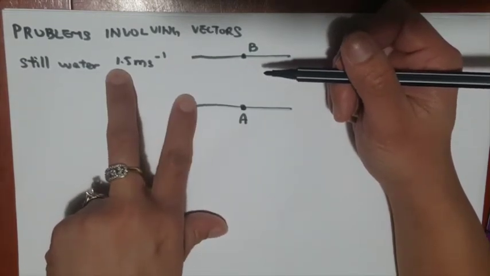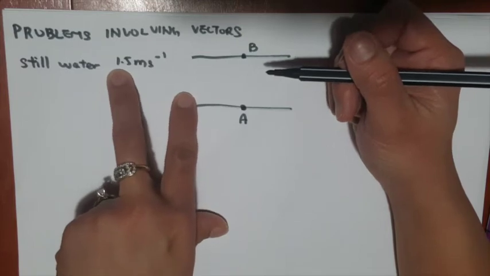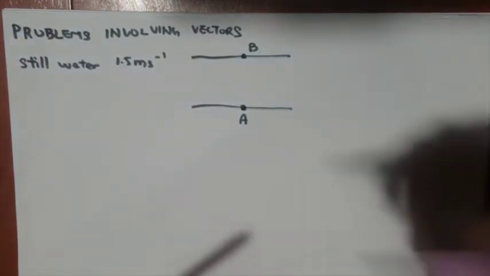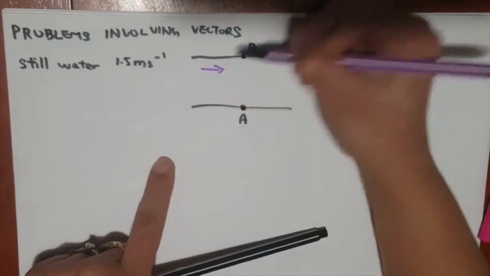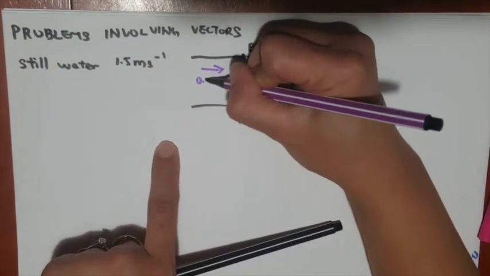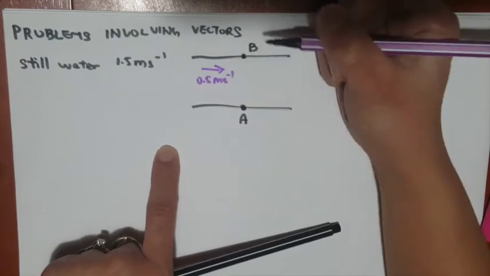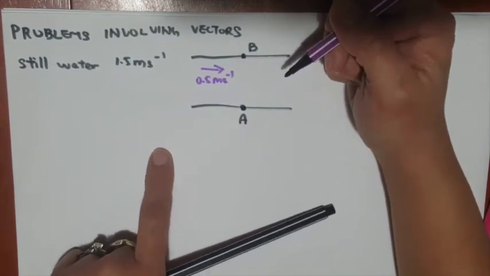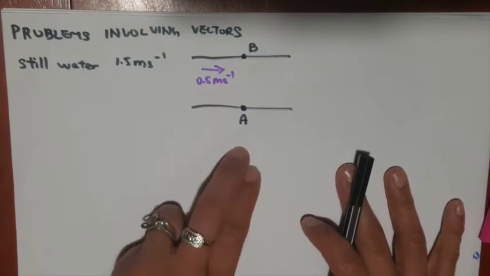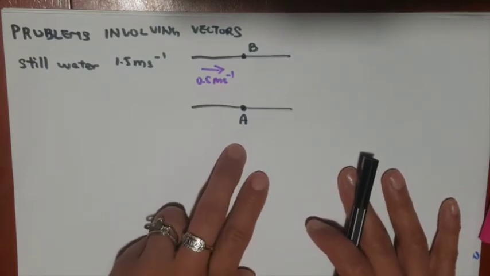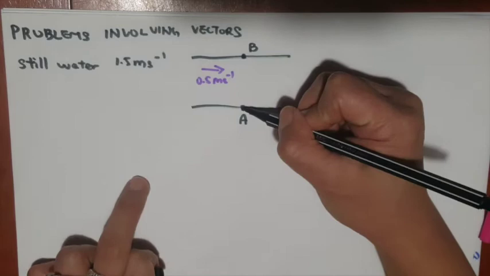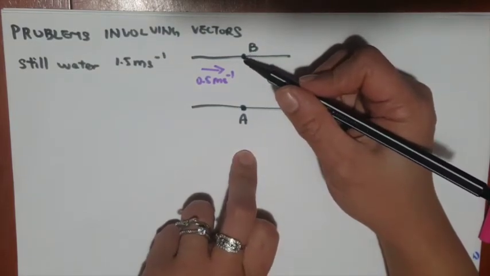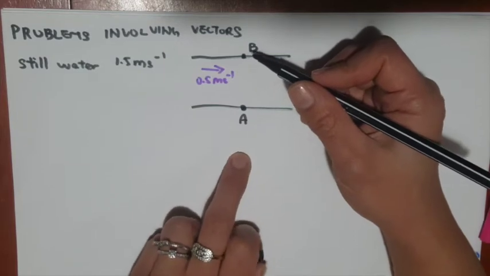So if there is a current flowing at 0.5 meters per second to the right of the river, okay? If Jason starts driving straight from A towards B and swims without allowing for the current, what will the actual speed and direction be?